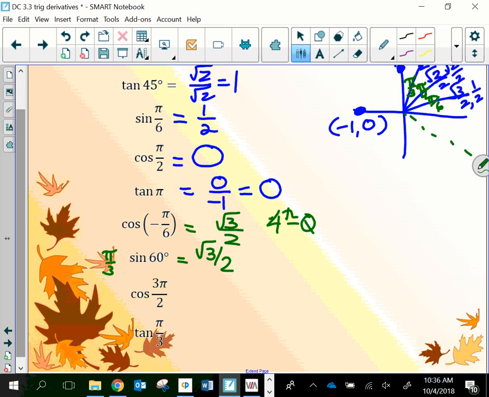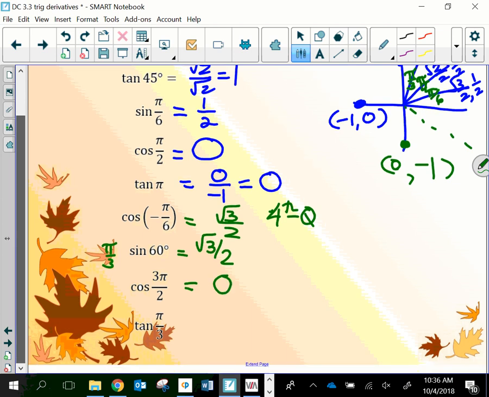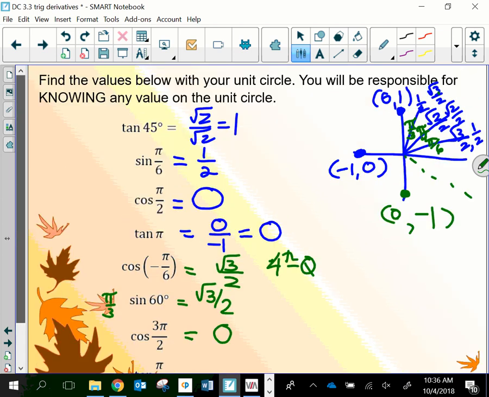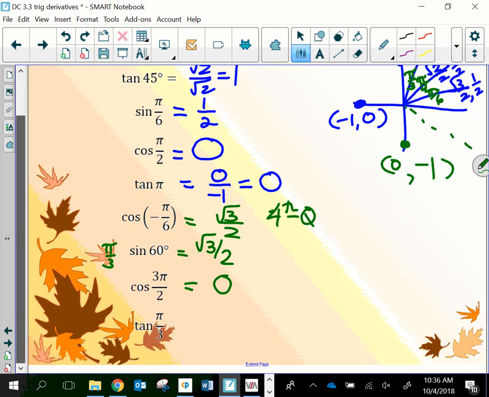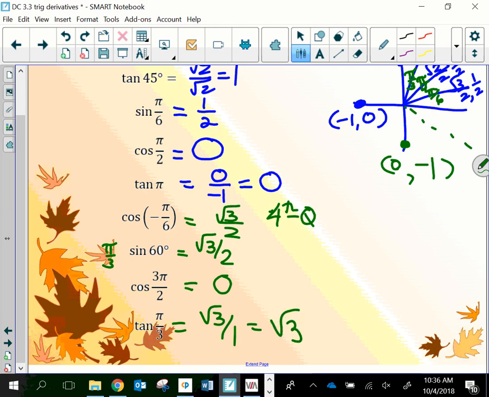3 pi over 2. Right here, what's over here? 0, -1. So cosine is first one, which is 0. Okay. Tangent pi over 3. Radical 3 over 1, right? Radical 3 over 1, which is radical 3. It's in the first quadrant. We don't have to go there.